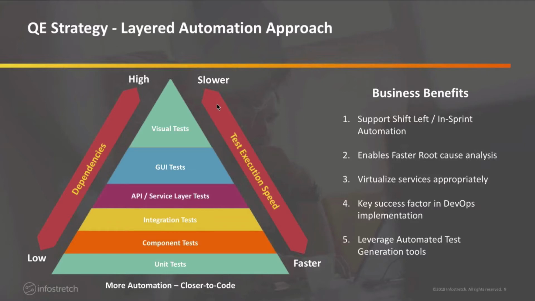I have listed some of the business benefits. This pyramid also allows you to do in-sprint automation. You can do root cause analysis as quickly as possible, because when certain test cases fail, you know exactly where the failure is and where the problem could be. It also allows a lot of automated test generation. We have seen many tools available to generate automated test scenarios at the unit test, component test, and integration test, and nowadays there are tools available to generate even at the visual test as well as GUI test.